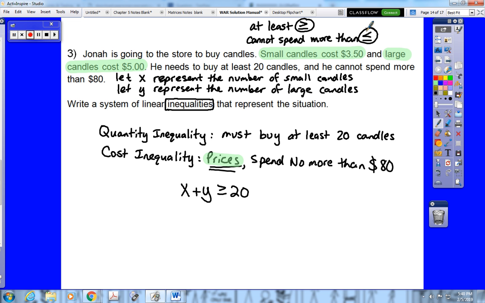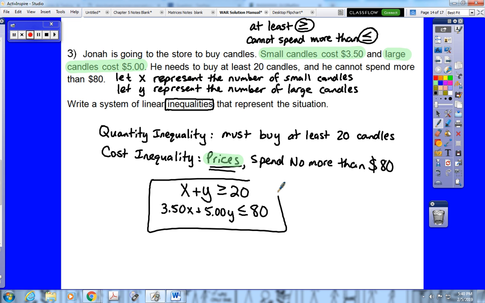So here we have to attach the cost of each candle type. So we have $3.50 times X plus $5 times Y is no more than $80. Now I'm not going to put 80.00, and really you don't need the 0 here or the 2 zeros there, but I find that writing them this way helps with dollars and cents. This would be the correct system of inequalities to represent this situation.